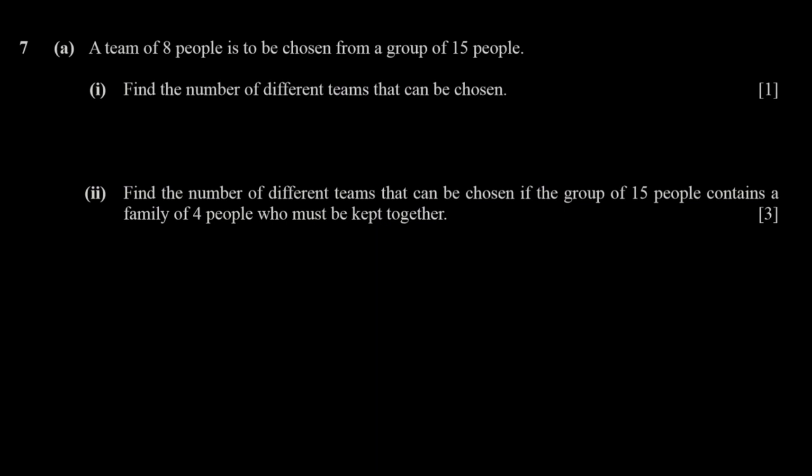Okay, so here we are in question 7. This is a combinations and permutations type question. We're told that we want to form a team of 8 people from a group of 15 people. So part 1, find the number of different teams that can be chosen. I think probably what most people do is they'll realize that this is going to be either 15C8 or 15P8.